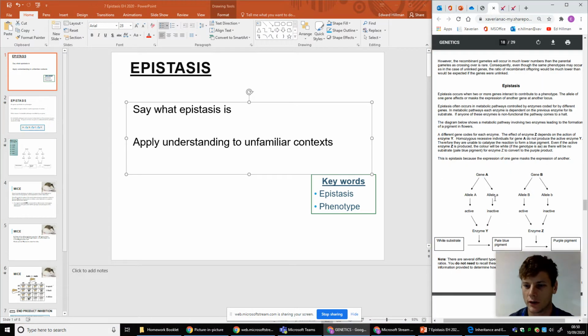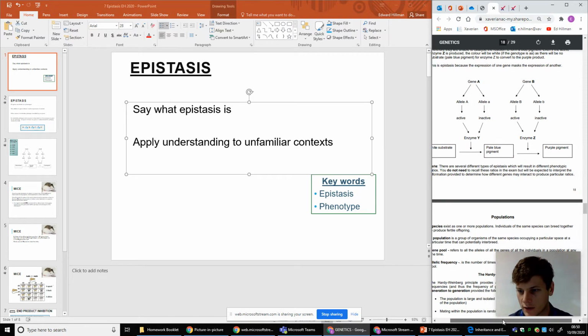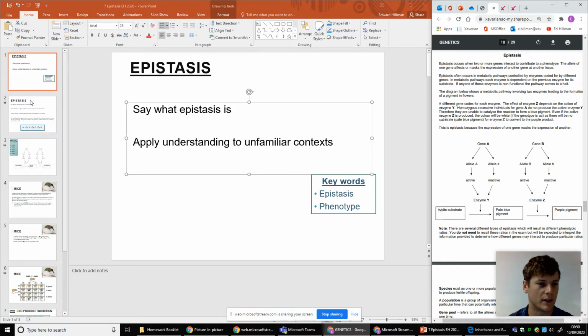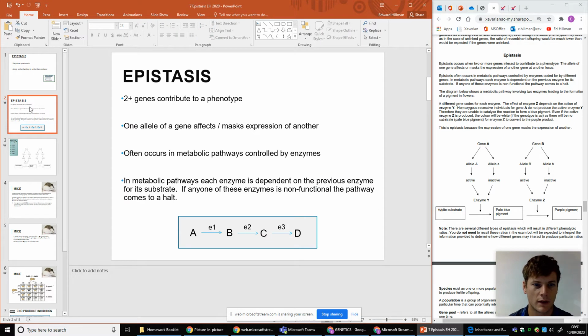So this is on page 18 in the notes there. Epistasis. Okay, so as I said before, when two or more genes contribute to a particular phenotype, we call this epistasis. So the idea is that one allele of a particular gene can affect or mask the expression of another one.